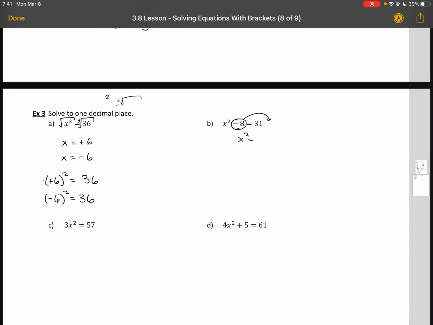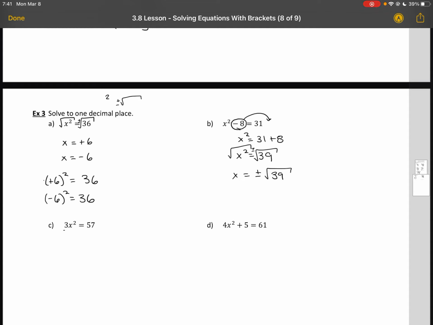Here in example B, I have a minus 8. So the first thing I want to do is move that over to the other side and change the sign. Then I've got x squared equals 39. Now I can take the square root of both sides, and that gives me my two answers as plus or minus root 39. And you could leave it here or change it into a decimal.